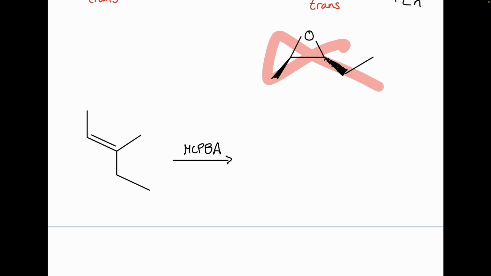All right, and we're going to draw these, let me just say actually, we're going to draw these specifically in what's called a sawhorse conformation, where you keep that one bond, that epoxide bond, as a straight line and represent everything coming off of it as dashes or wedges. All right, we'll see why that is here in a second, but this is a specific kind of orientation, a specific way of looking at a molecule called a sawhorse orientation.